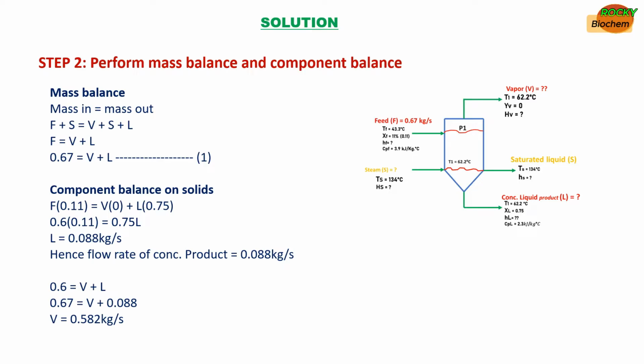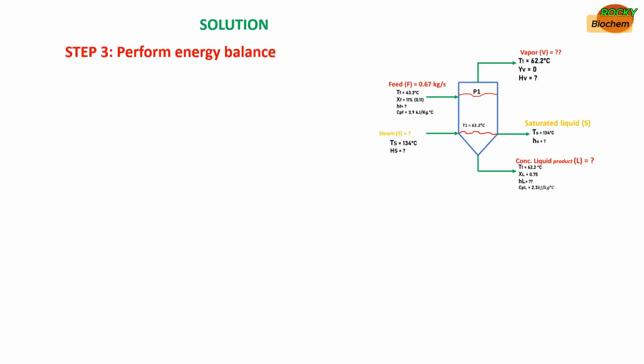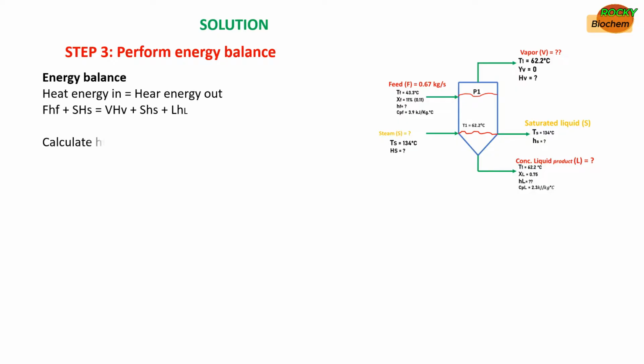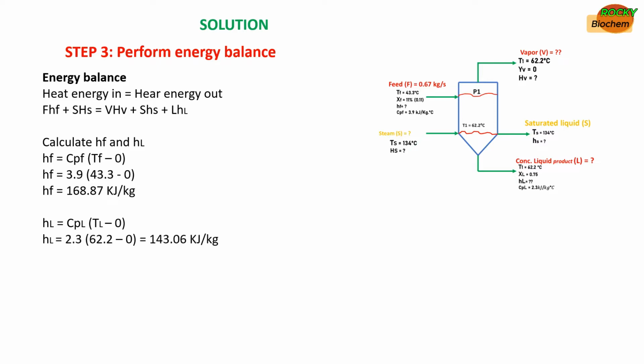The next step is to perform your energy balance. This is the formula that we have: FHF plus SHS is equal to VHV plus SHS plus LHL. We need to calculate HL and HF by using this formula for enthalpy. We get HF to be 168.87 kilojoule per kilogram, and HL to be 143.06 kilojoule per kilogram. Lastly, we can determine HS and HV from the steam table.